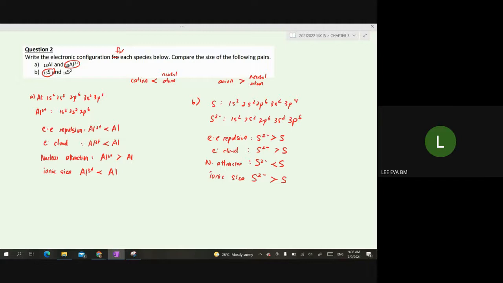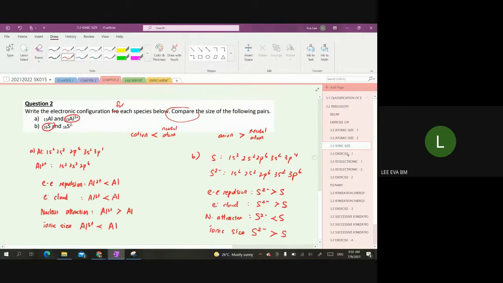Okay, so this is the way of explaining the trend, explaining the comparison. Since the question asks you to compare, you need to explain. Or if the question asks you to deduce, besides giving the answer, you have to give an explanation. Or if the question asks you to rationalize, you also have to explain a little.